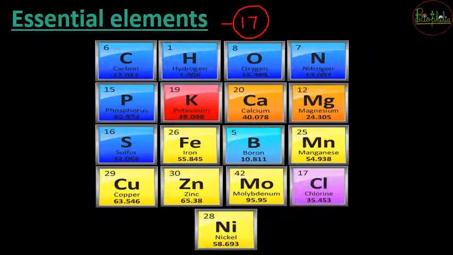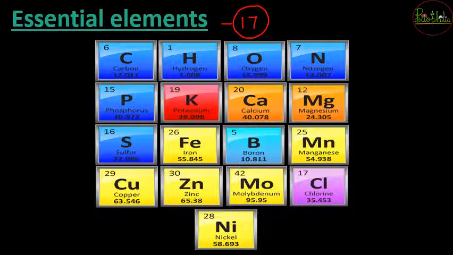Based on these 5 criteria हमें पता चले हैं that there are going to be 17 such elements which are categorized as essential elements for the plants. So these 17 elements are carbon, hydrogen, oxygen, nitrogen, phosphorus, potassium, calcium, magnesium, sulfur, iron, boron, manganese, copper, zinc, molybdenum, chlorine and nickel. So these are the 17 essential elements जो हम बहुत डिटेल में पढ़ते हैं for our level.